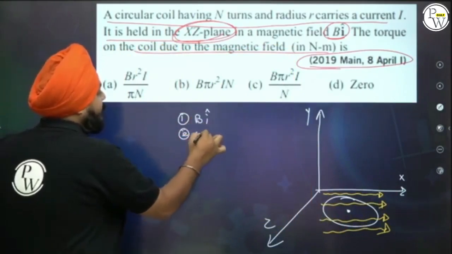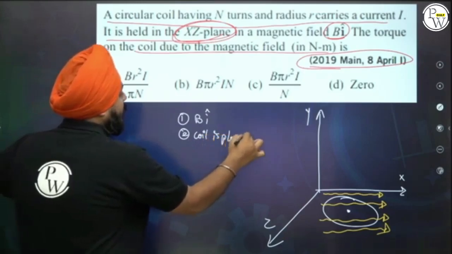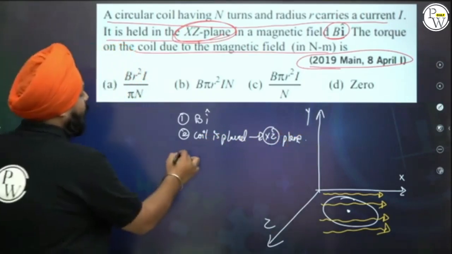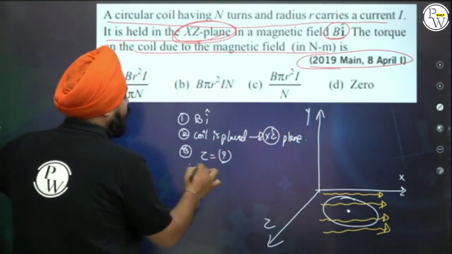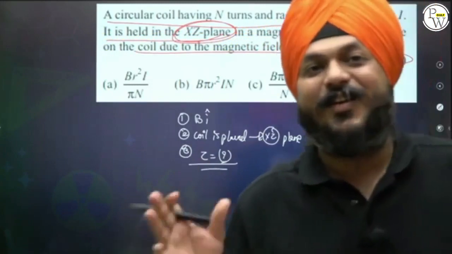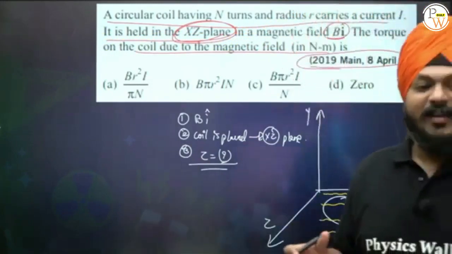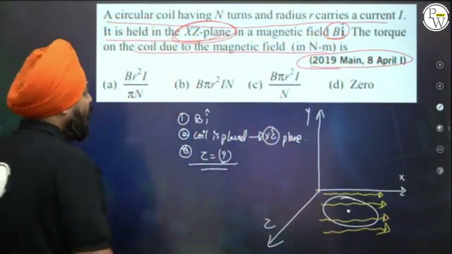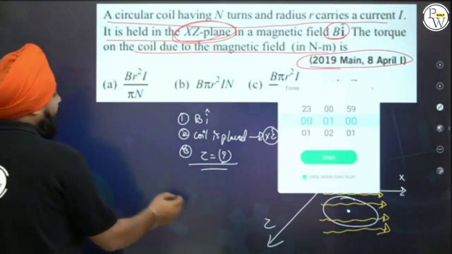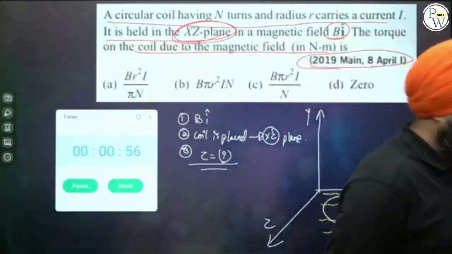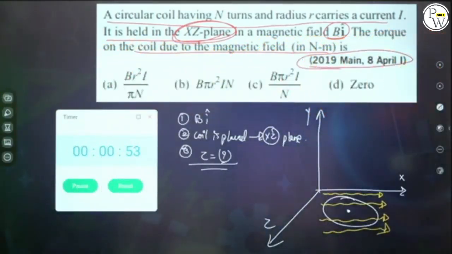The coil is placed in the XZ plane, right? And we need to calculate the torque. So simply we have to use the formula of the torque. Yes or no, guys? As usual, let's give you all 1 minute, since this is a direct formula based question. This question is just a matter of 15 seconds, and some students might do it orally also, but it's okay. You can move on to it.